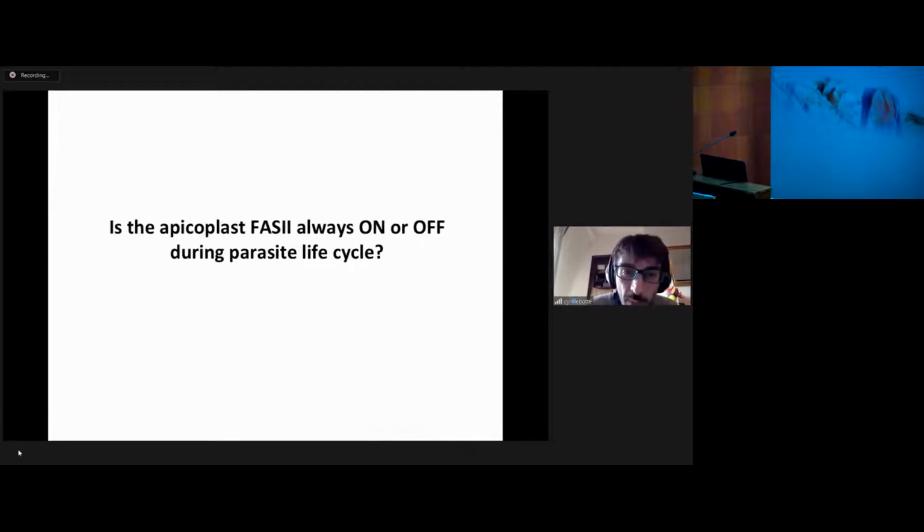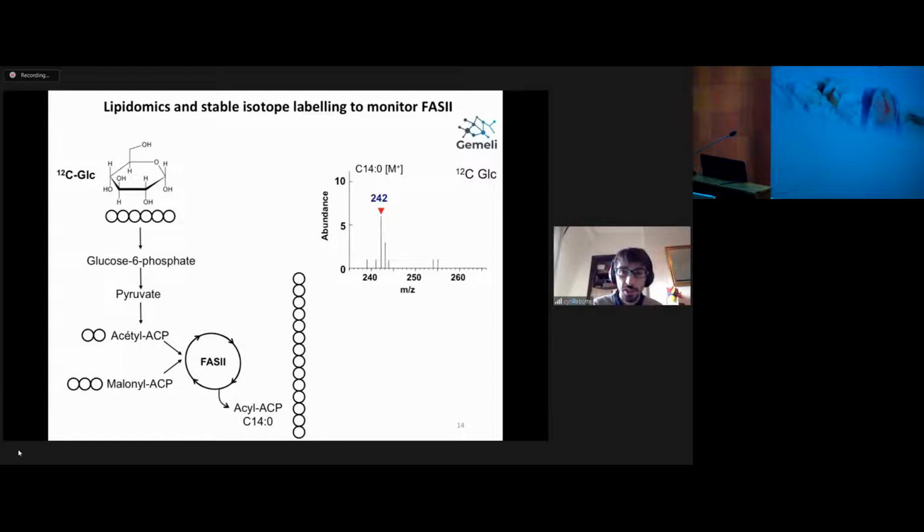So the first question that we had is, is the apicoplast FAS2 actually always on, meaning essential, or off, completely dispensable throughout the parasite life cycle? And to answer this question, we use stable isotope labeling combined with lipidomic analysis.